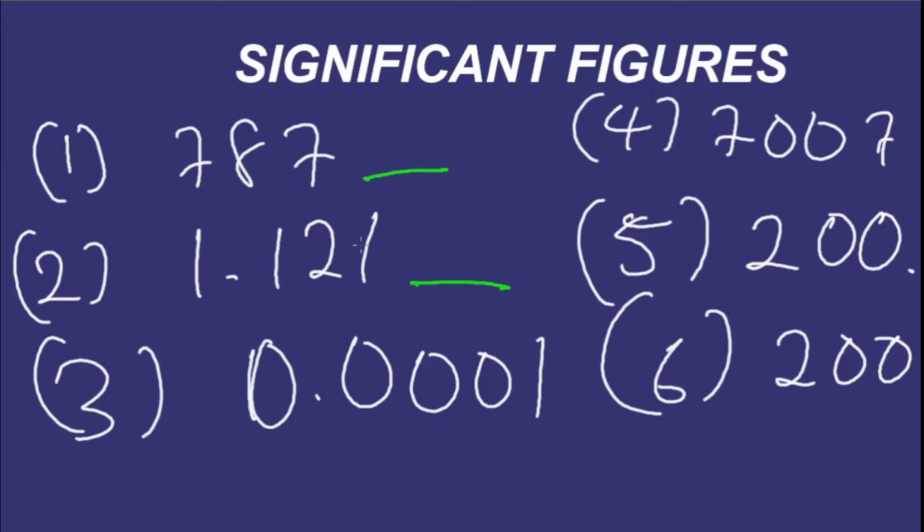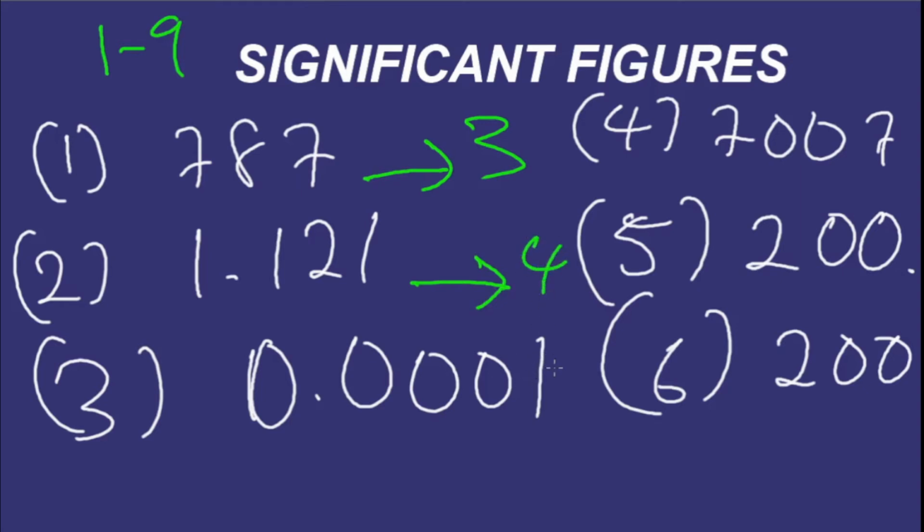The first one has got 3 significant figures. The reason is that non-zero and zero digits are significant. So that's what it is. And the second one has got 4, the same reason.